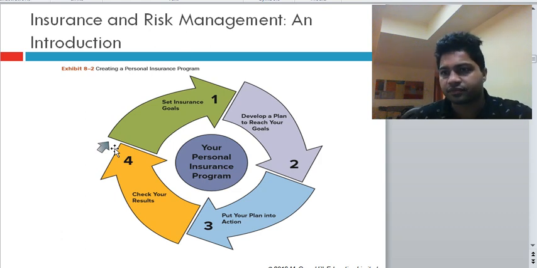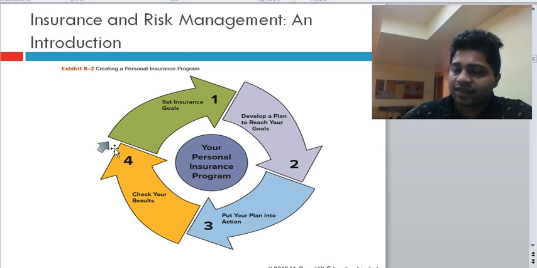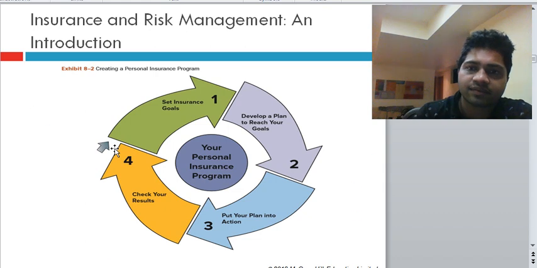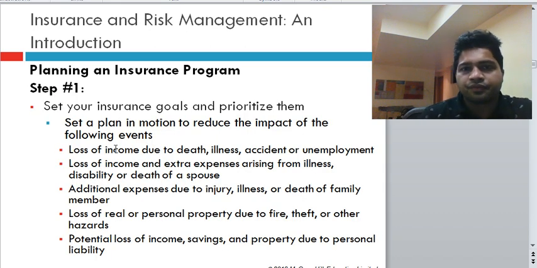How do you reduce risk? Be safe. How do you build a safety net? Start saving, have an emergency fund, and take various insurance from the private sector where you find there is a deficiency from the public sector, and use all the plans from the government that are there. So set up your insurance goals and prioritize them.